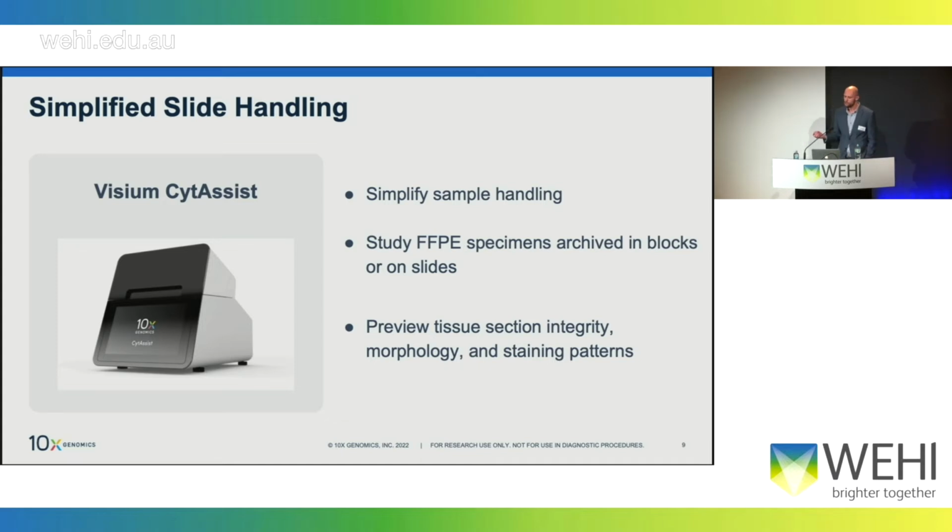But the CytAssist will transfer analytes from your FFPE tissue section already on a plain glass slide onto the Xenium capture area. So what this means is you can section directly onto a plain glass slide. You can go and look at those sections on the microscope, and then you can choose which section you want to carry forward into the Xenium workflow. And then really importantly, and alternatively, it also means you can access pre-cut FFPE slides that you might actually have archived somewhere in the lab.